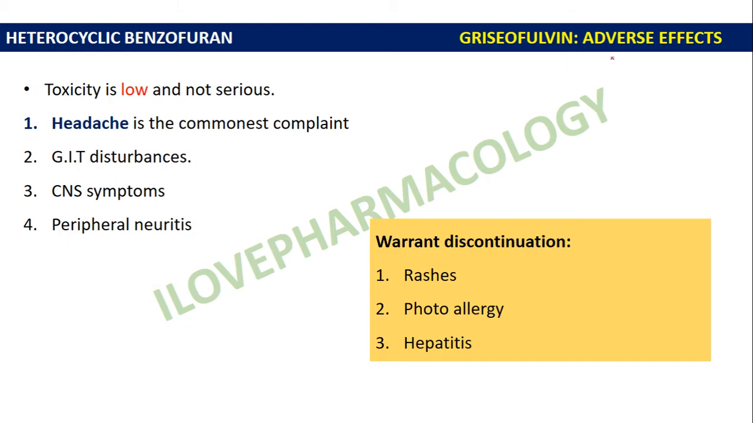Coming to the adverse effects produced by griseofulvin, when compared with amphotericin, the toxicity is very low and also not that serious. It can produce common adverse effects like headache, GI disturbance, CNS symptoms, and peripheral neuritis. You should remember these three adverse drug reactions which warrant discontinuation of griseofulvin. If there is development of rashes, photoallergic reactions, or hepatitis, the drug should be stopped immediately.